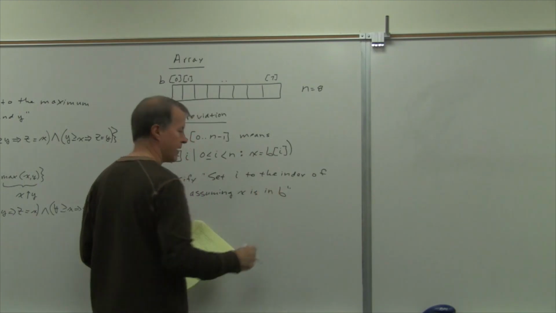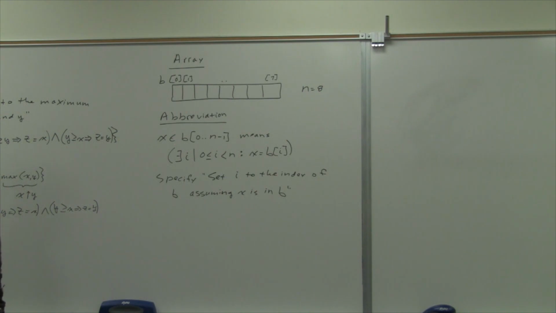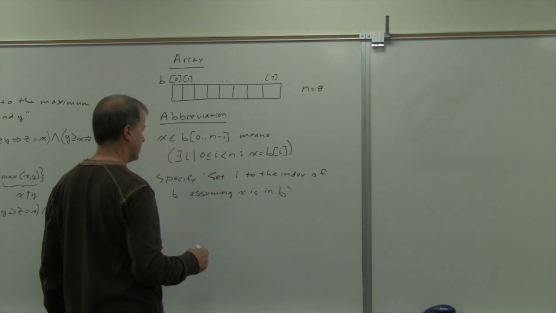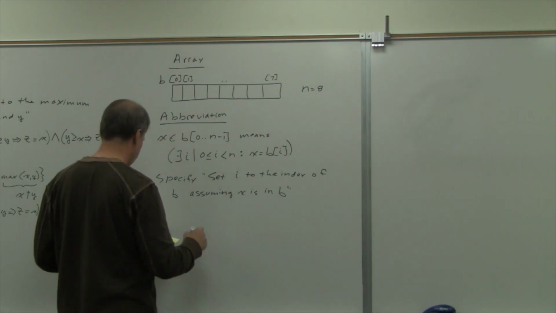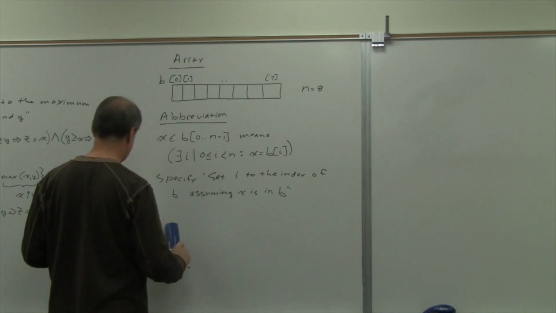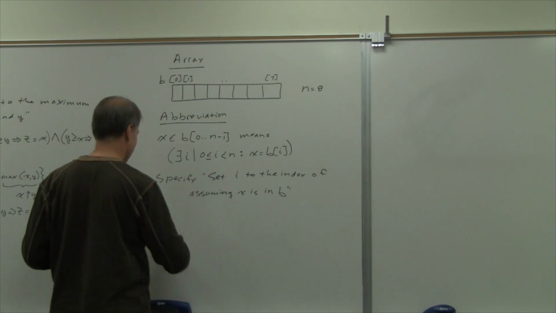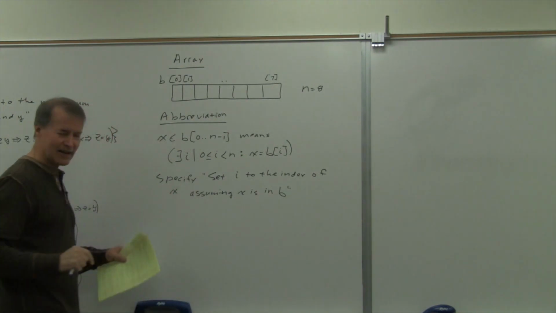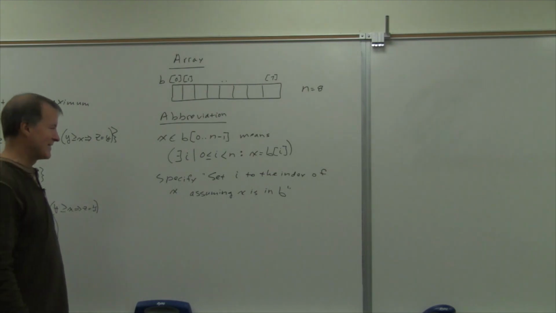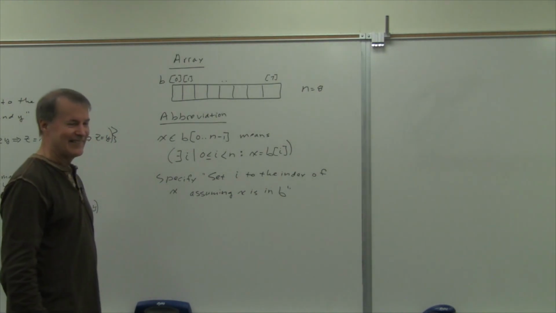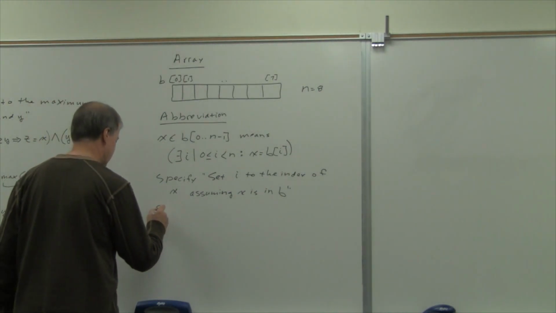Wait, the index of x. Would the precondition be that x is in B? Yeah. So the precondition should be... it says set i to the index of x, assuming x is in B. Yes, to the index of x. Your notes are all over the place. No, my notes were right. Okay, I misread my notes this time. Squiggly.